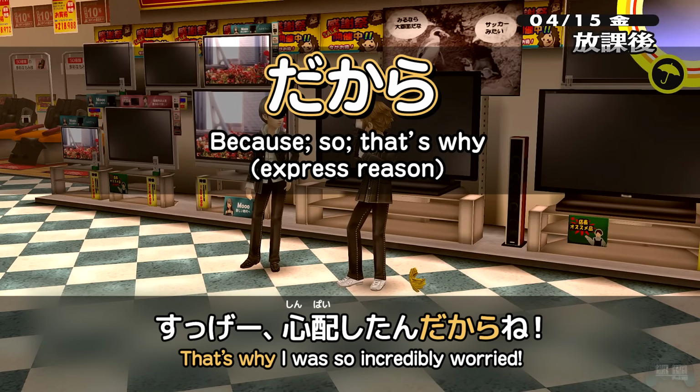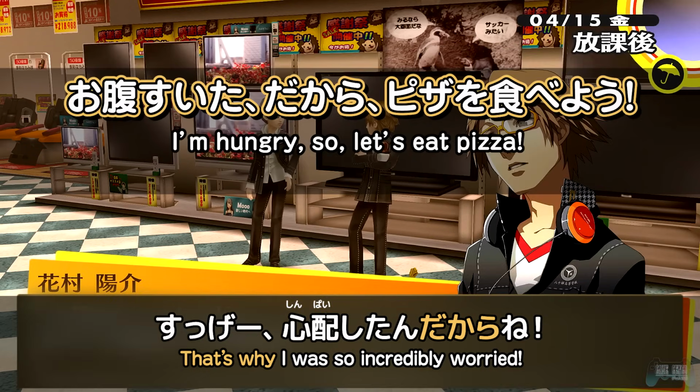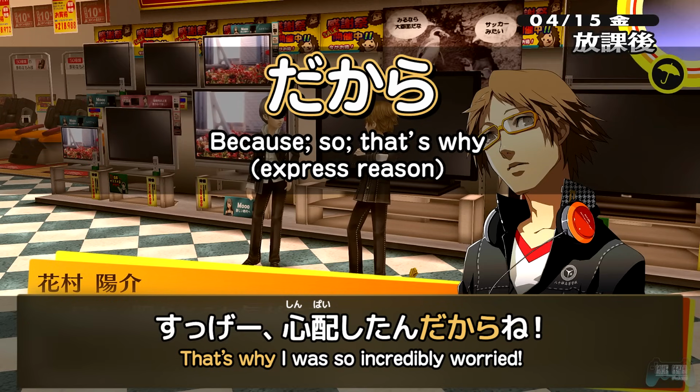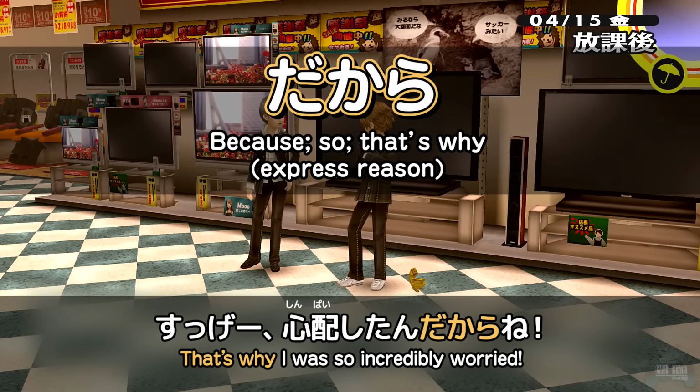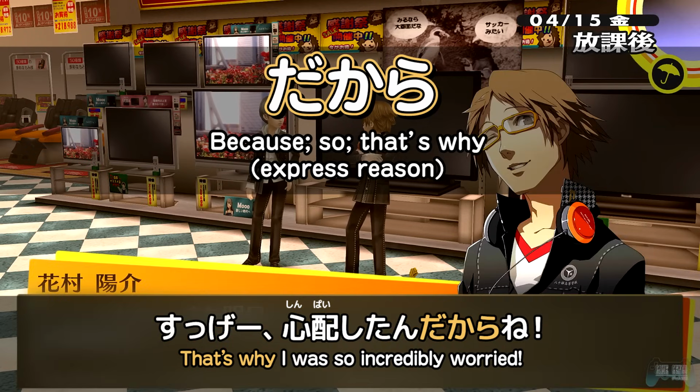I'm hungry, so let's have pizza. Onaka suita, dakara pizza tabeyo. Or in this case, Chie is explaining why she has been so worried, and so she's just used it at the end of the sentence to say, that's why I've been so worried.